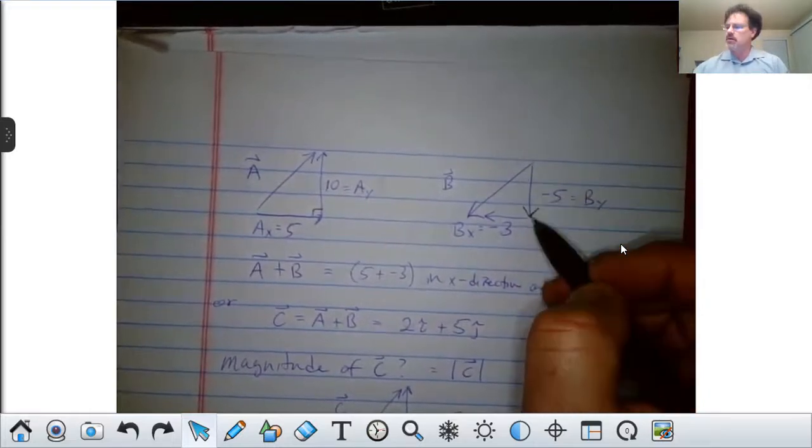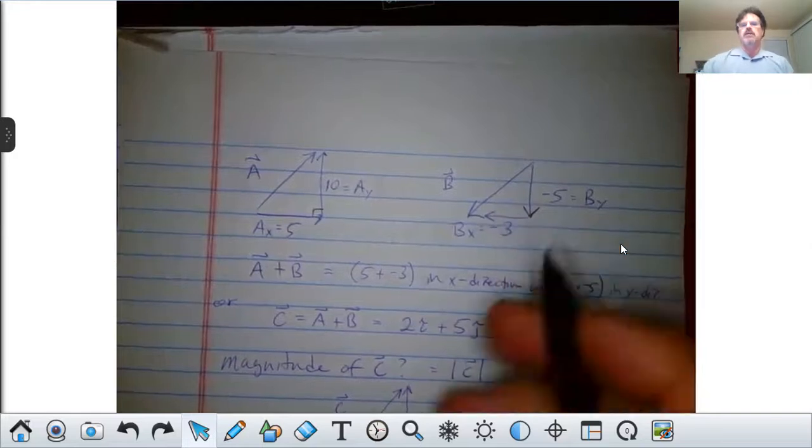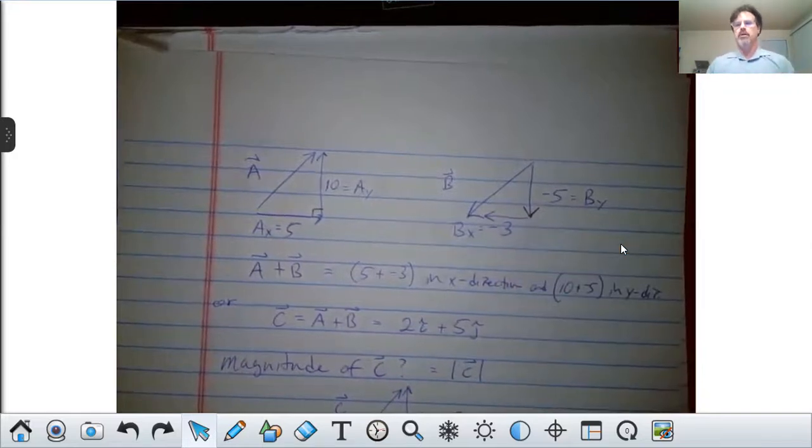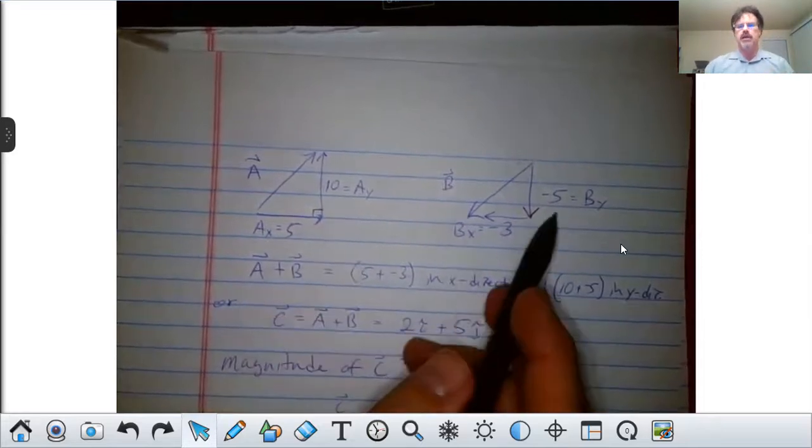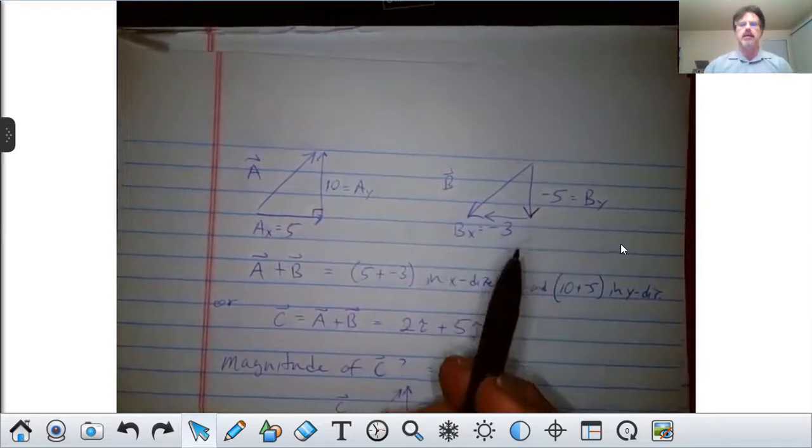It kind of goes down and then to the left. So those are my x and y components for vector b. We'll talk about how to get those components if you know the angle and the length or the magnitude of the vector in a minute. But what I want to emphasize is, once I have these components of the two vectors, how do I add the vectors together?